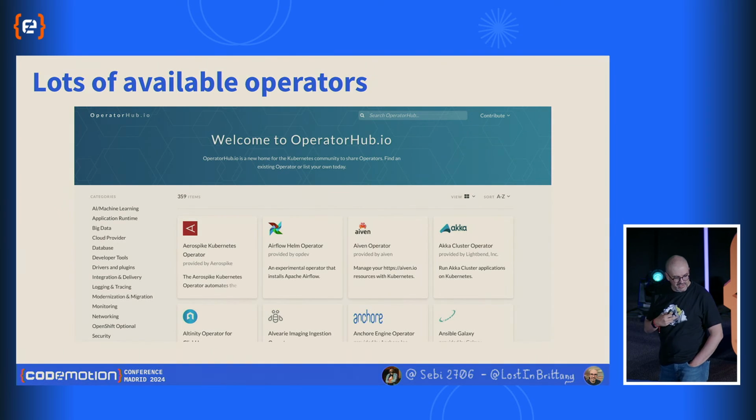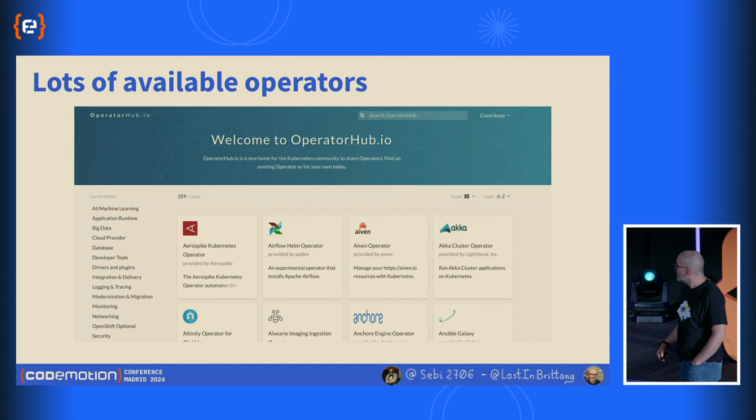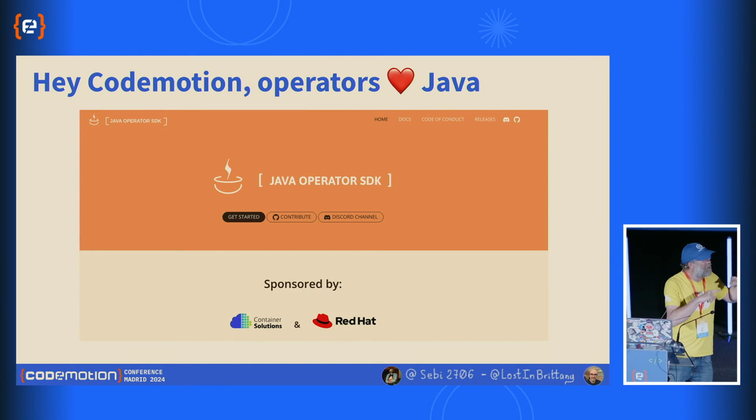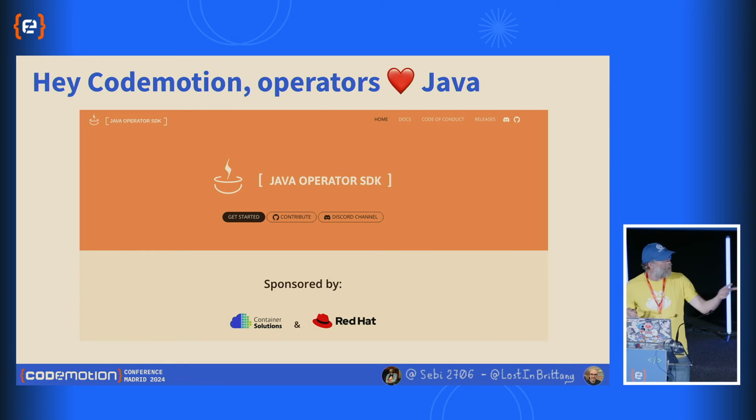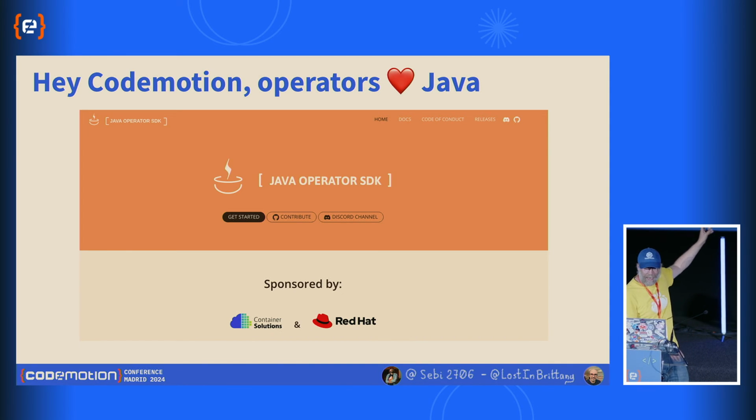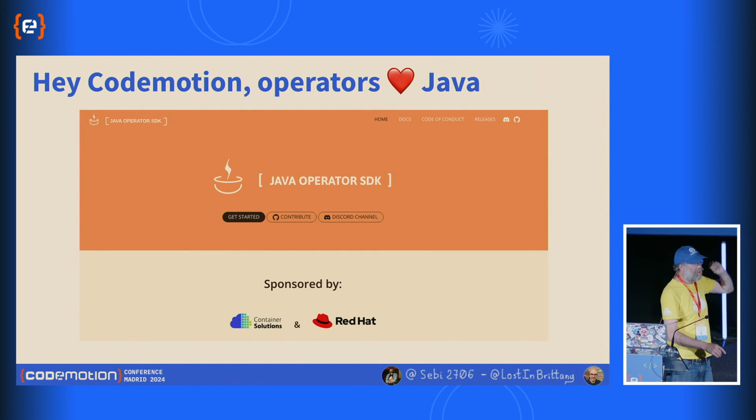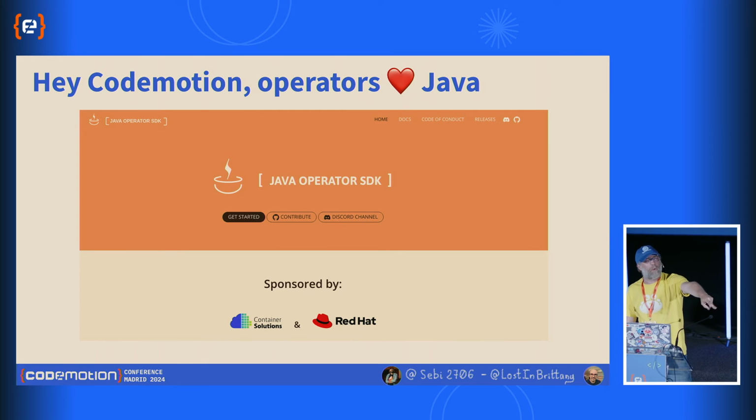And I don't even need to code those operators. There are lots and lots of them. There are a lot of operators, yeah. You can use existing operators, or you can build your own operator. And since Codemotion has a historical Java background, you should try out the Java Operator SDK. I swear it's pure gold, and you should use the Quarkus extension for it.